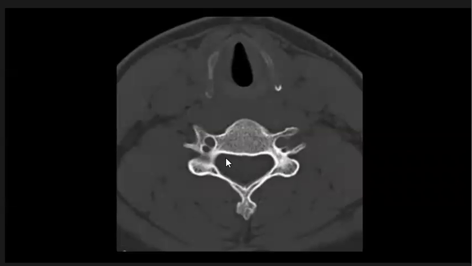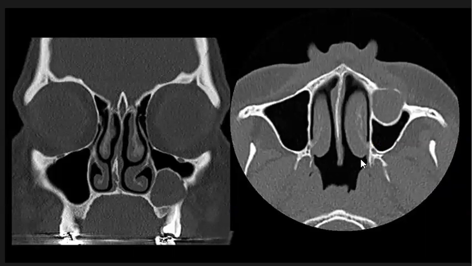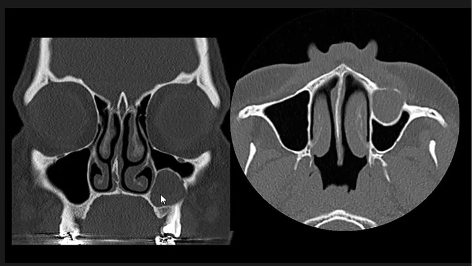Here, patient with duplicated foramen transversarium bilaterally. Patient with posterior cerebral artery infarction on the left side. Here, patient with maxillary odontogenic keratocyst.